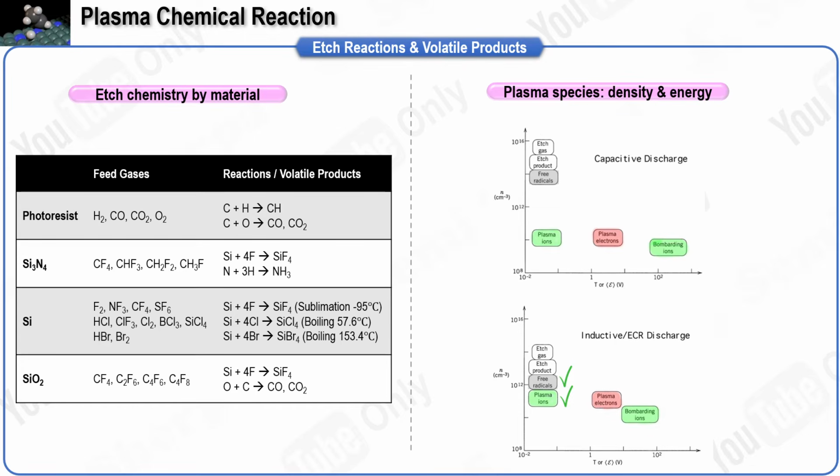For photoresist, which is a hydrocarbon polymer, oxygen family species convert carbon to carbon monoxide and carbon dioxide, and hydrogen-assisted cracking creates smaller CH fragments, so the resist becomes gas and leaves.